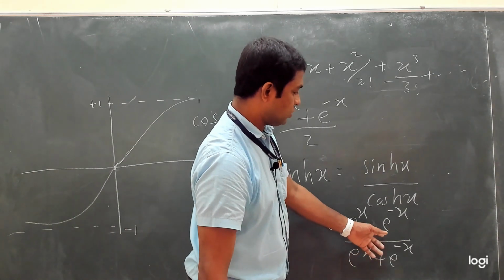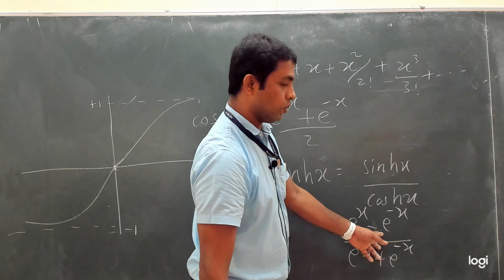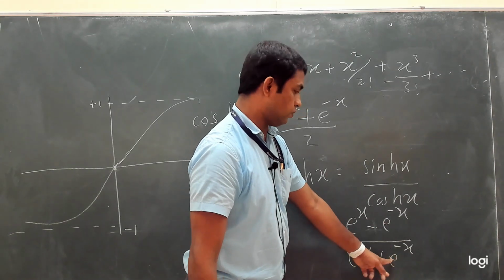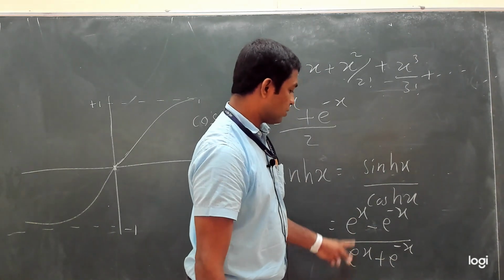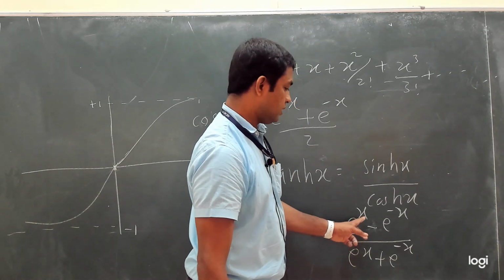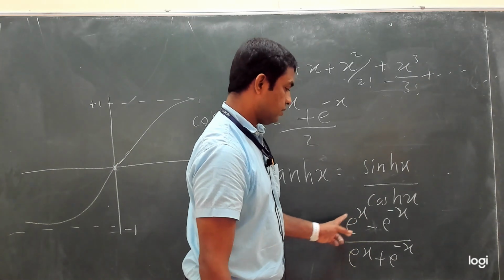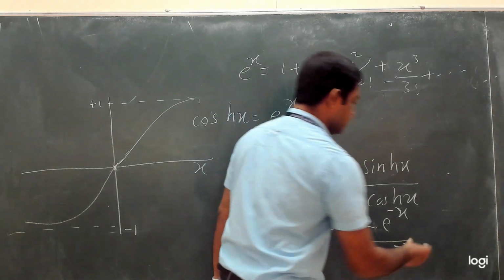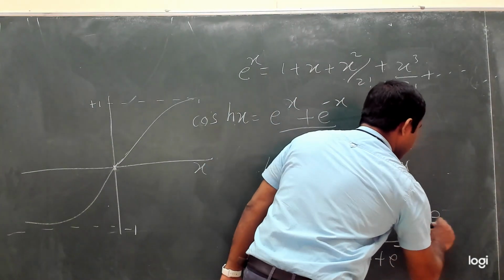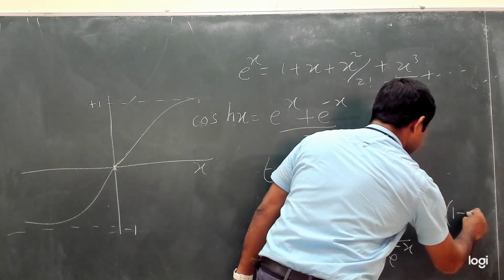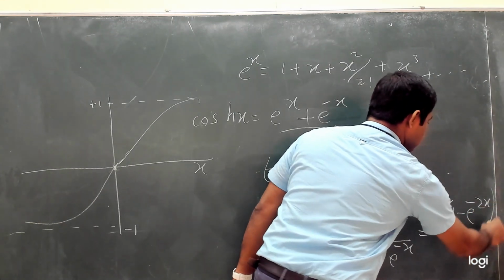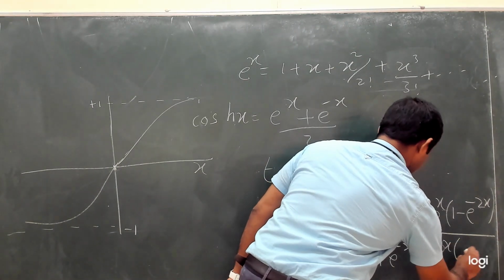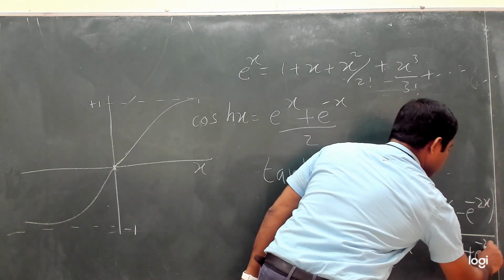So, when x tends to infinity, e power minus x goes to 0, right? And so, this part and this part go to 0. Now what you can do is take e power x outside in numerator and denominator. So, you can write this as e power x into 1 minus e power minus 2x divided by e power x into 1 plus e power minus 2x.